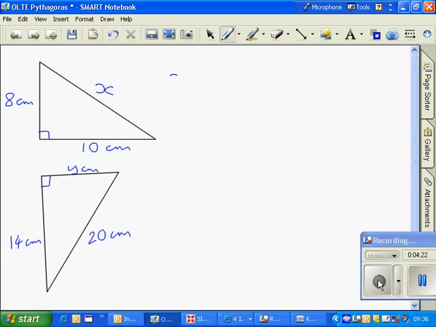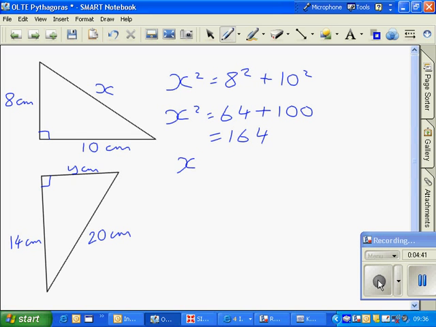We know, looking at the question, that our value for x should be greater than 10. Therefore, we square the sides and add them. So x squared is equal to 64 plus 100, which is 164. X squared is equal to 164, therefore x is equal to the square root of 164, which is 12.8 centimetres. And again, that's greater than the 10 which we had at the start, therefore we know that hopefully is correct.